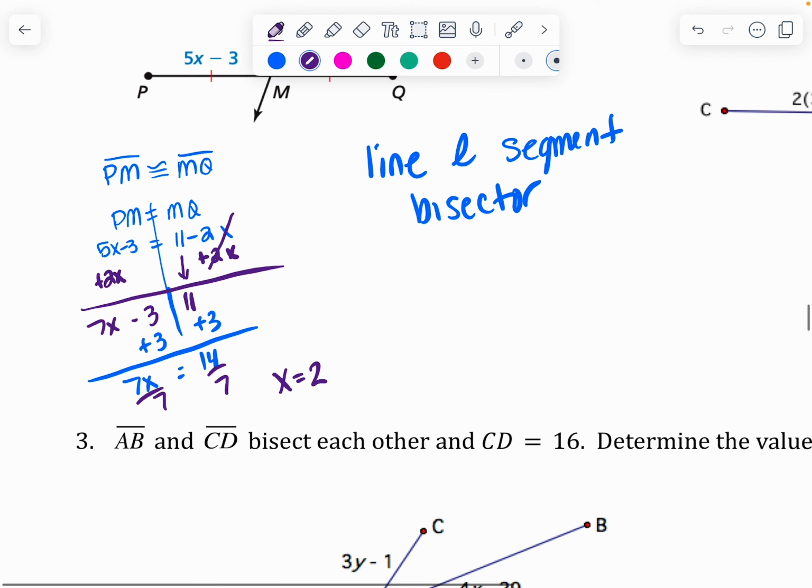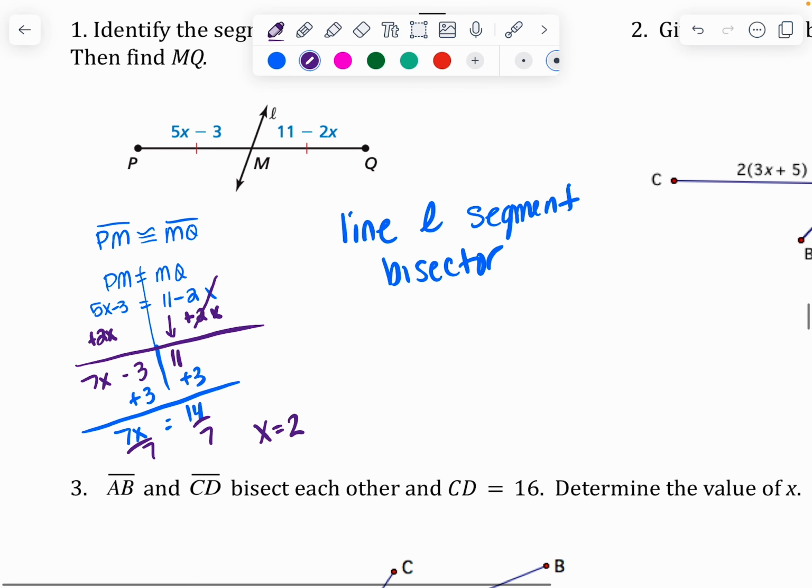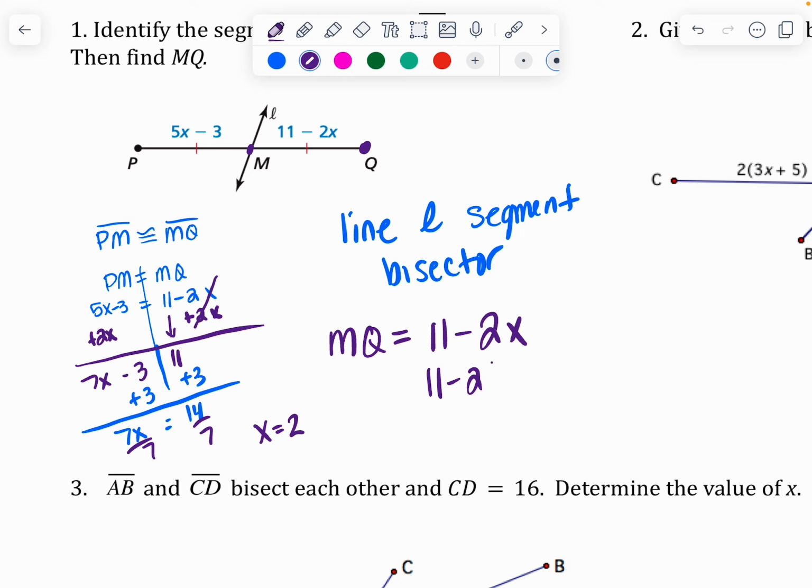And then it was asking you to find the distance of MQ. So the length of MQ is equal to 11 minus 2x. Substituting in that 2, we get 11 minus 4, which is 7. So MQ is equal to 7 units.